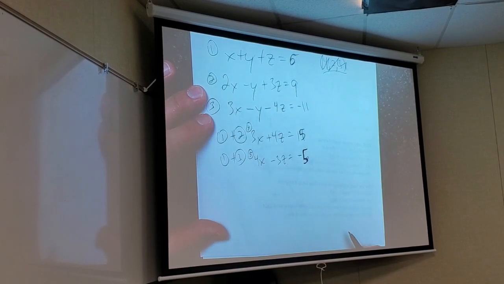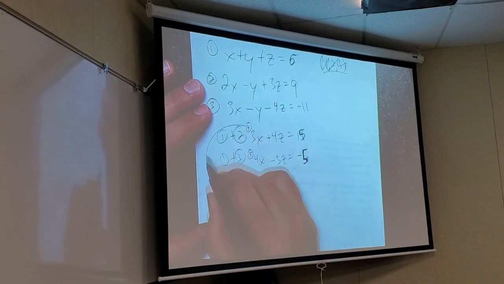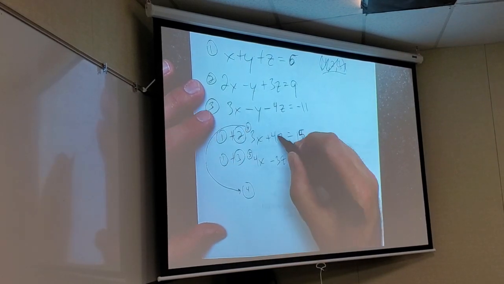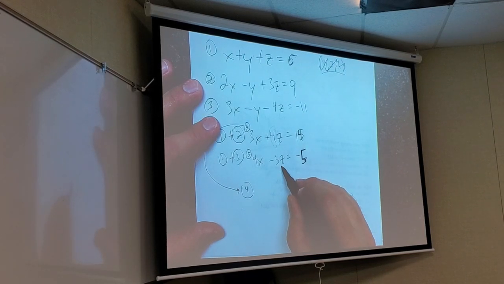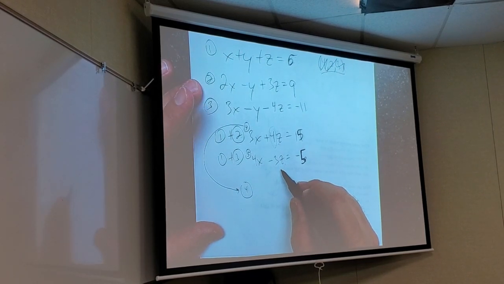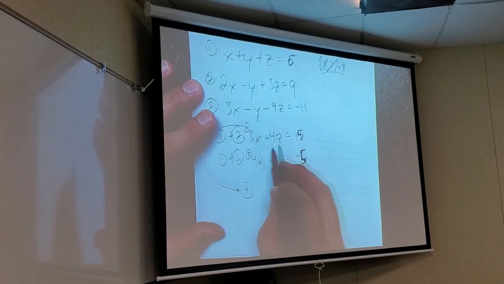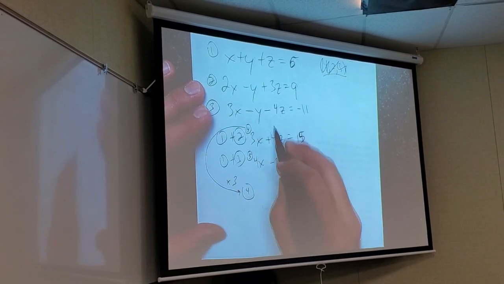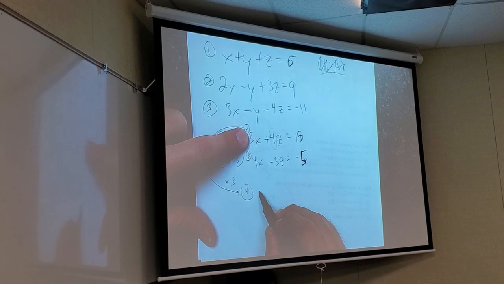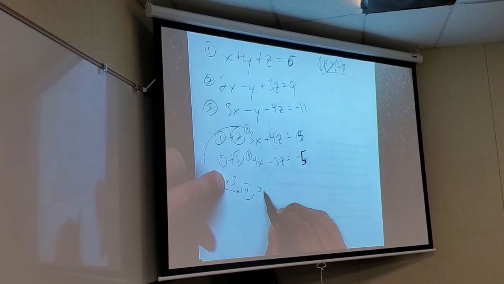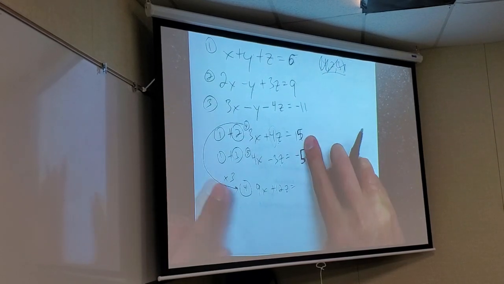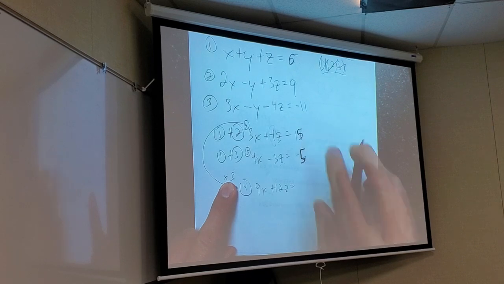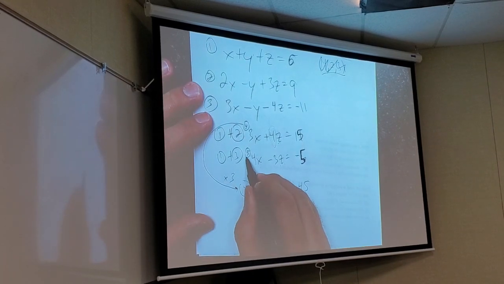Is everybody with me? So what do I do to the fourth equation? I want to make this 12. And then I want to make this 12. And you guys see that I could then make the z's cancel, right? So what do I multiply 4 by? 3. So I get 9x plus 12z equals 45.